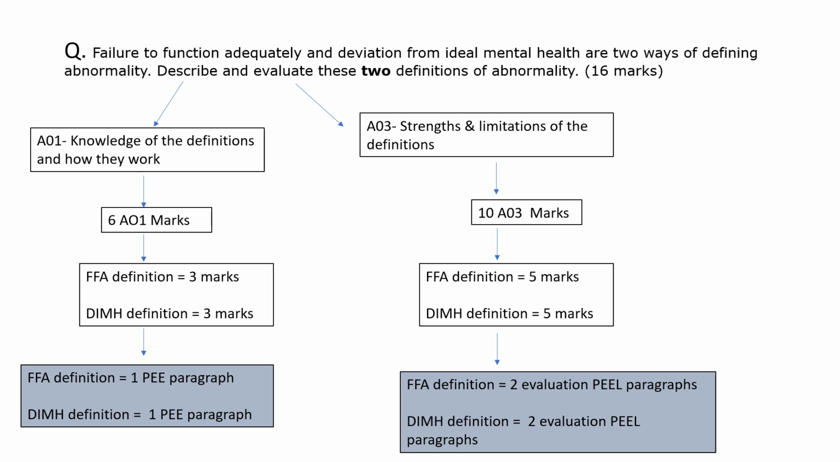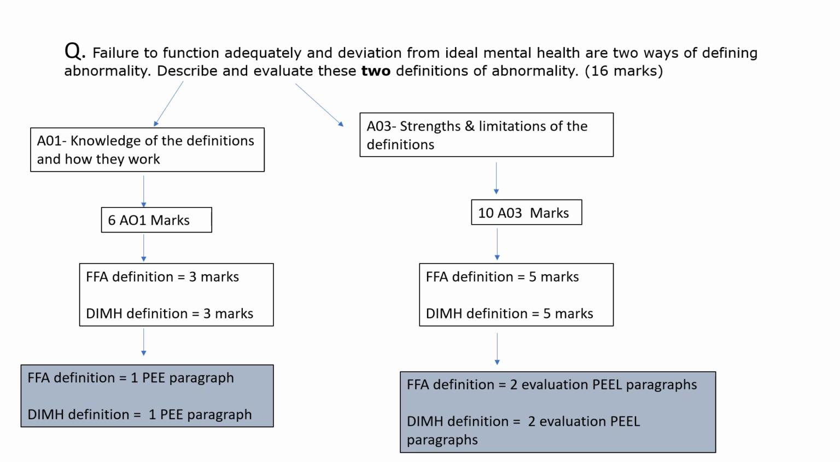Now we're going to get 6 marks in total, and we've got 2 definitions to talk about. So we're going to get 3 marks for talking about the failure to function adequately, how that works, mentioning the GAF scale, and 3 marks for the deviation from ideal mental health, Jahoda's criteria, medical model. And we're going to plan how we would turn that into 2 PEEL paragraphs, making a point, explaining it, using examples.